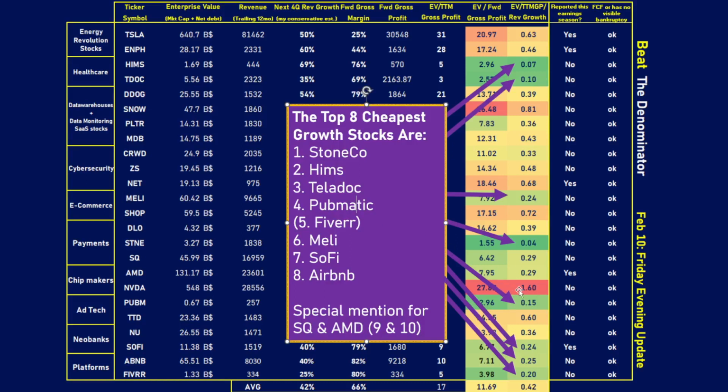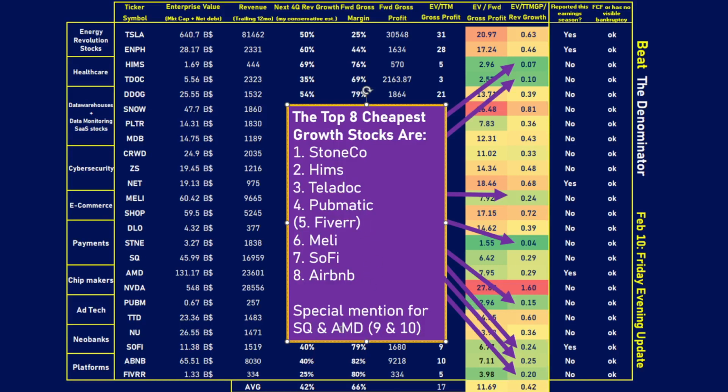PubMatic, which is an ad tech company. Fiverr, which is a special situation. I just added Fiverr to this spreadsheet because I'm going to cover some platforms, and platforms are very unique business models. So Fiverr is a special situation, and I would wait for my full video on Fiverr if you're interested in that stock. Mercado Libre, SoFi, Airbnb. These are the top 8 cheap stocks.